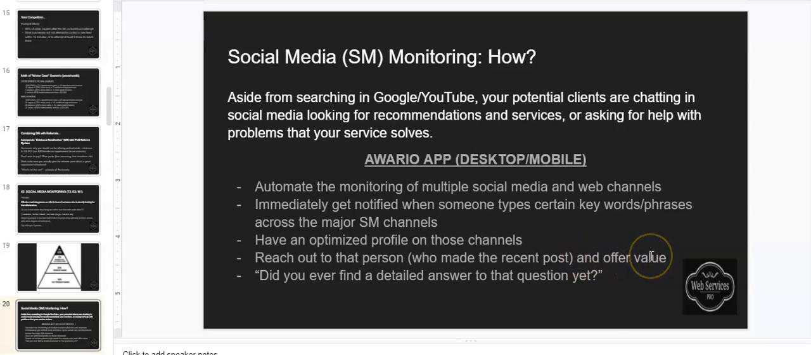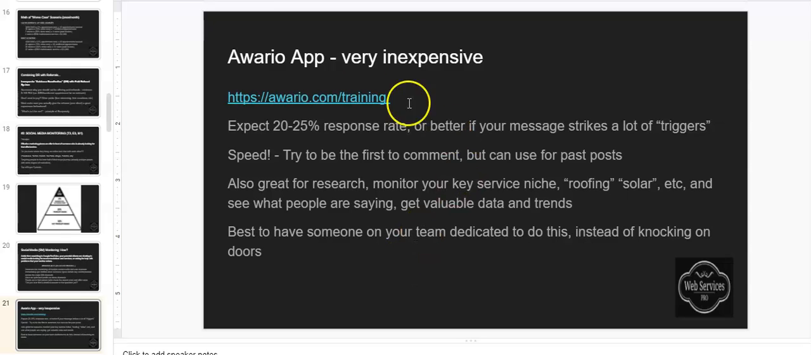Don't immediately jump into your sales pitch. That's kind of abrasive. Just offer value. You can say, for example, "Did you ever find a detailed answer to that question yet?" That can be a good way to introduce the conversation. And again, Awario is very inexpensive. There's a link there. I'm providing these sites for you so you can research this on your own time.